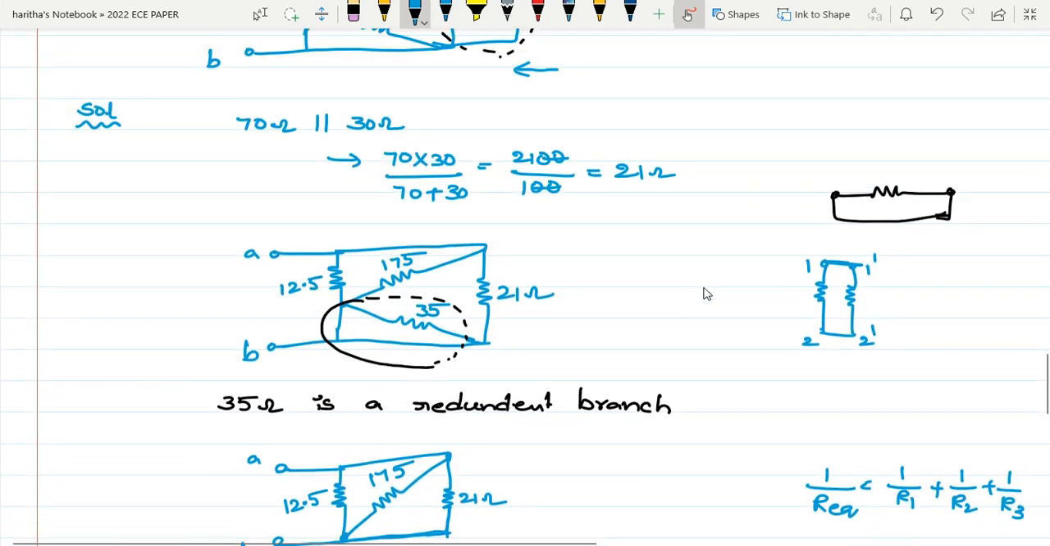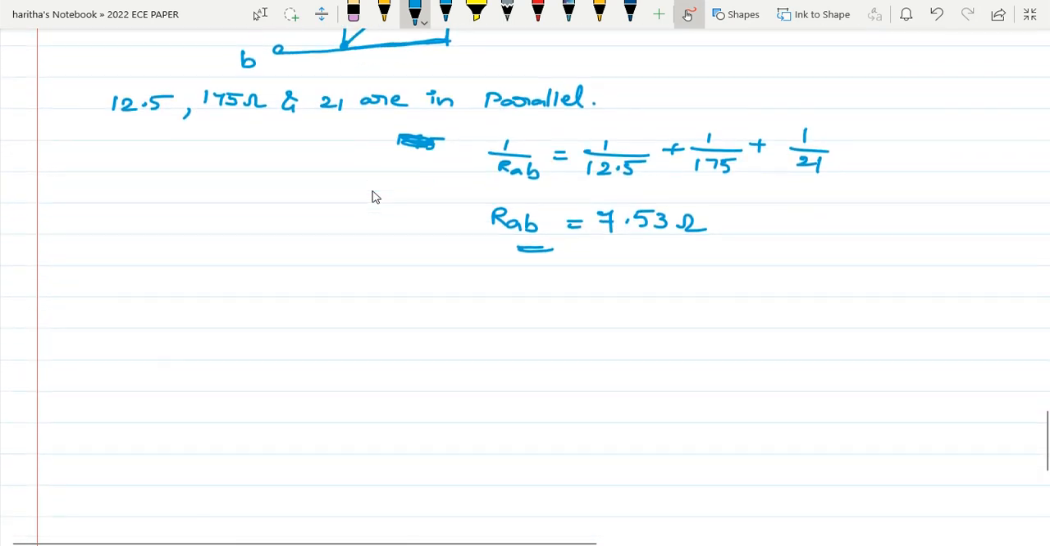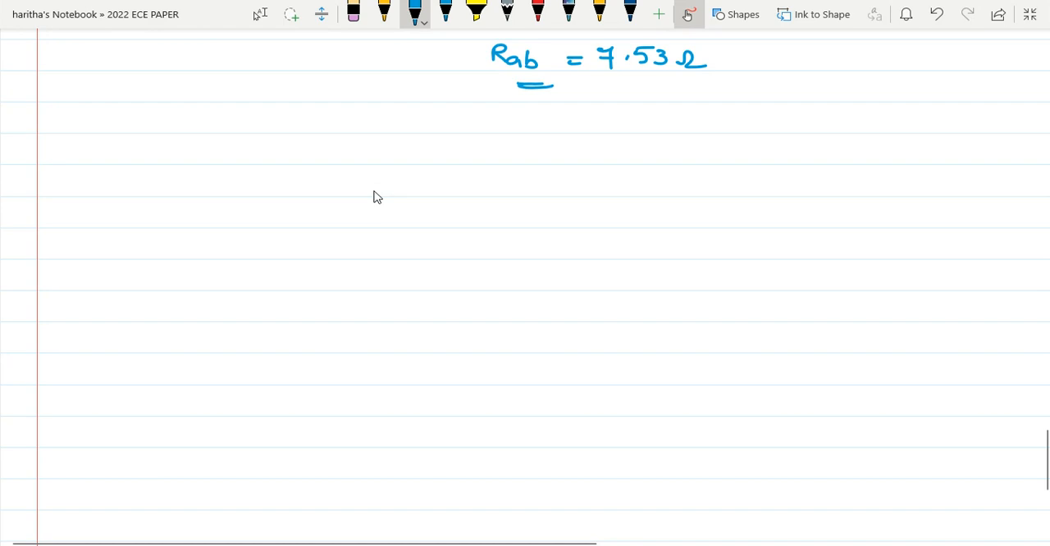So the 11th question is over. Now 11th question, 1B. In this 1B question, again a circuit is given. You have to find out the current through the 5 ohm resistor using Thevenin's theorem. So we draw the circuit.